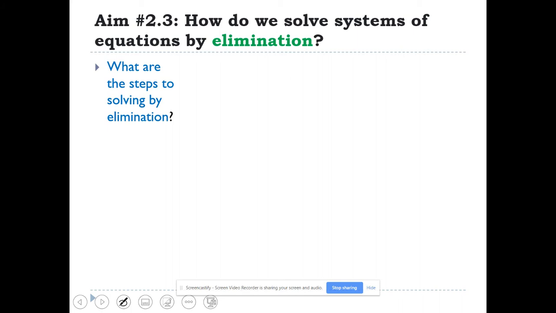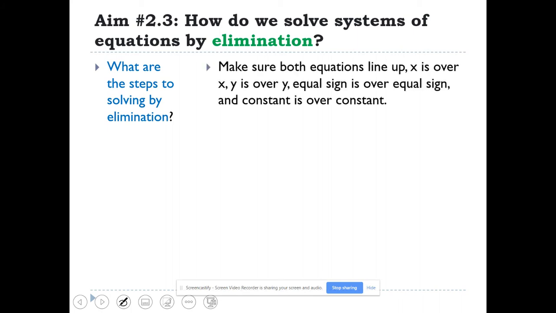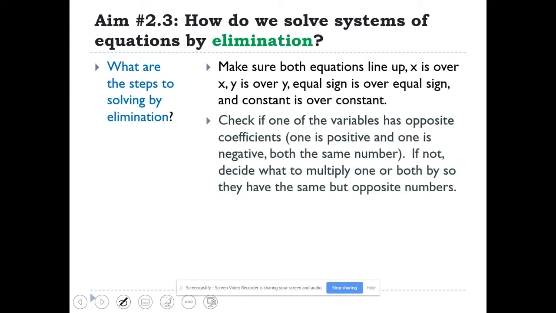The steps. We have to make sure both equations line up. The x is over the x, the y is over the y, equal sign over equal sign, and constant over constant. Check to make sure that one of the variables has opposite coefficients. One is positive and one is negative, both the same number. That right there is the key. If not, then we need to decide what we're going to multiply by in order to make this the case. You can multiply one equation or both equations.